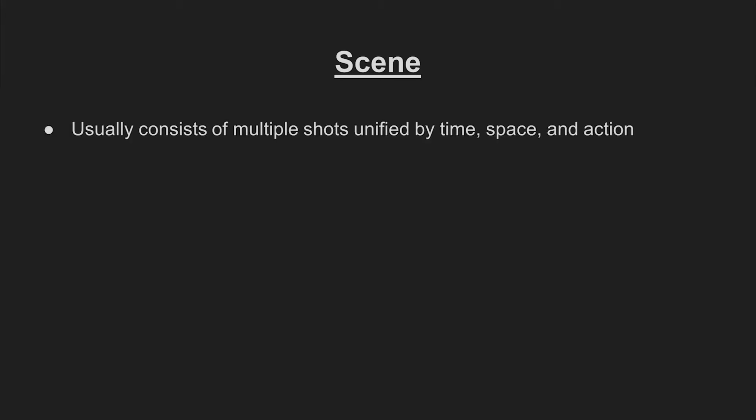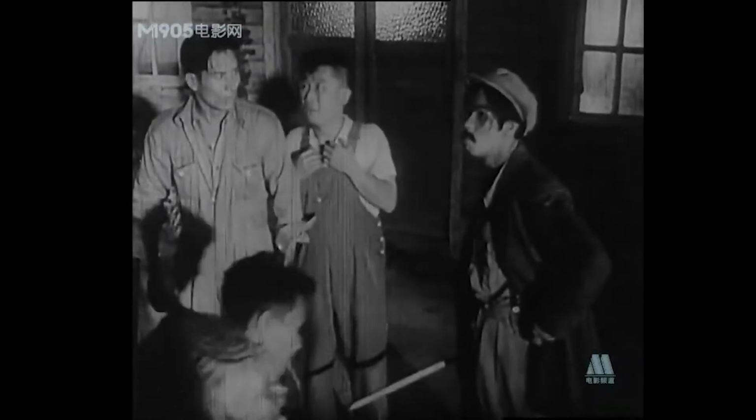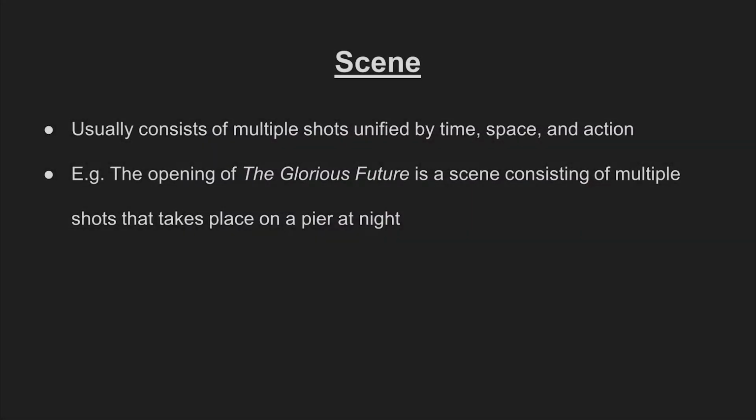A scene is made up of multiple shots unified by time, space, or action. This part of The Glorious Future, for example, can be considered a scene made up of multiple shots that takes place on a pier at night. If we think of shots as bricks in cinema, scenes are like the walls they construct.